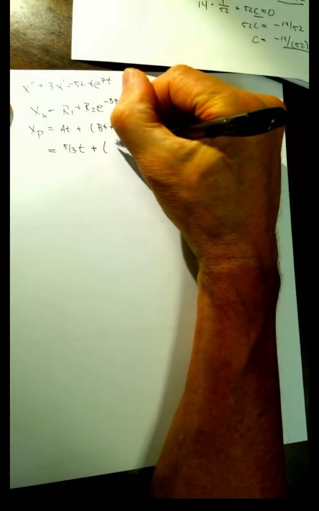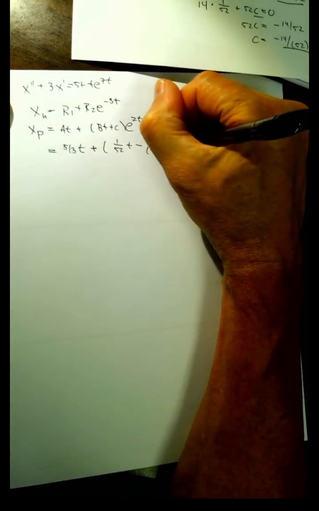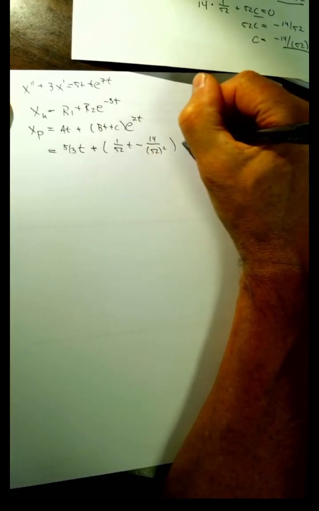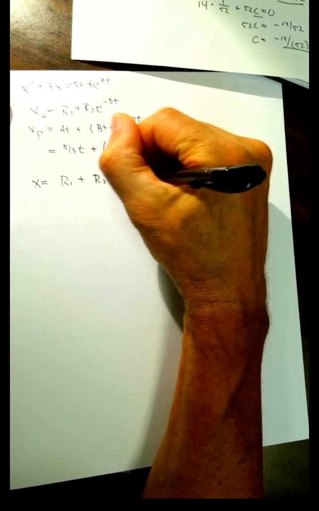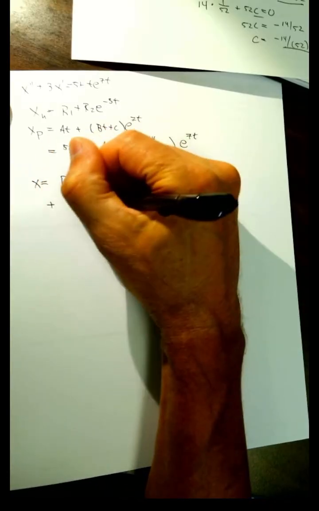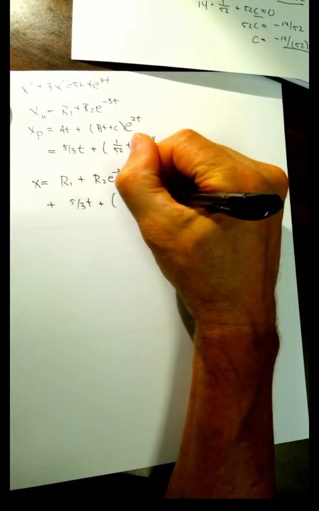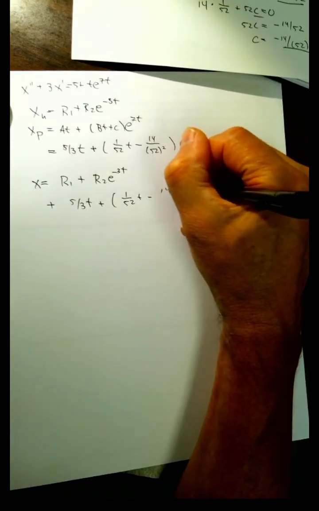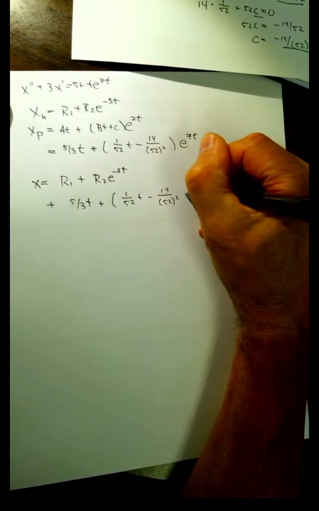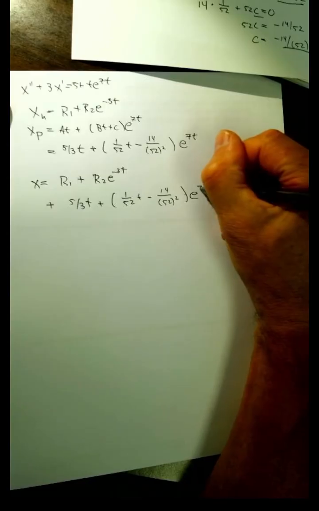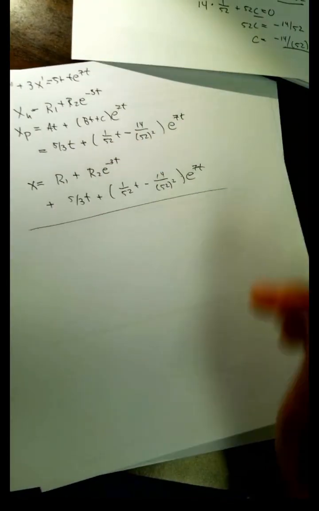So that's 5/3 t. B we decided was 1 over 52. And C was minus 14 over quantity 52 squared. And all that times e to the 7t. So my solution now is the homogeneous, which is r1 plus r2 e to the minus 3t, plus the particular. And I'm just going to rewrite that. That's times t e to the 7t. Oh, man. What a lot of mess.